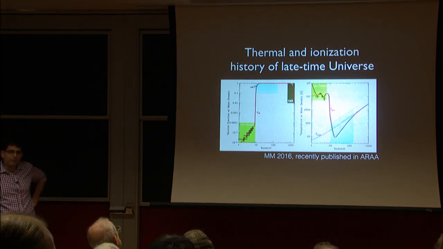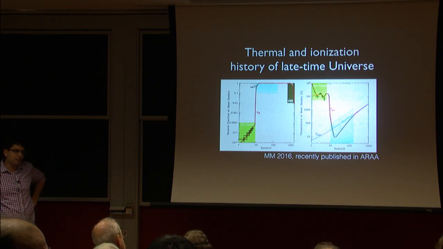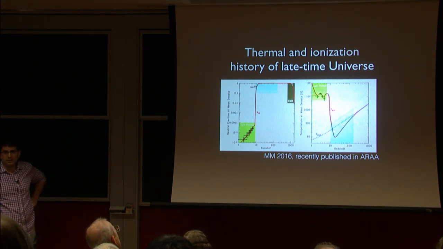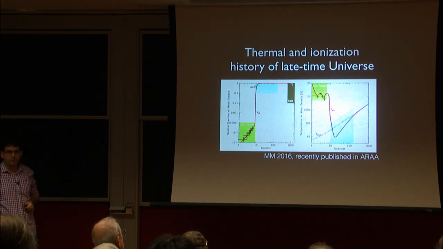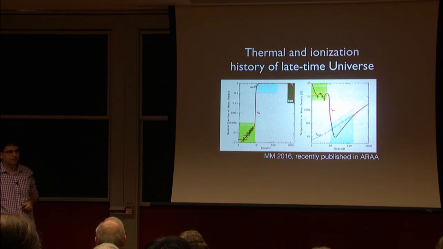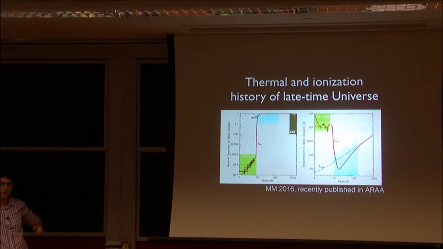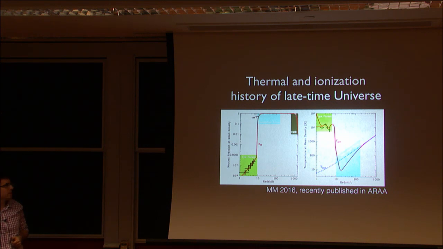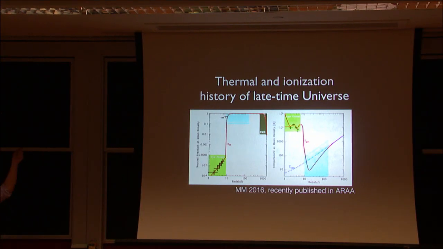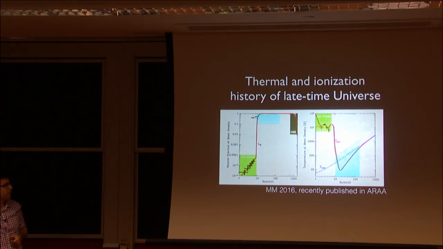Last week you heard from Joe Dunkley on the cosmic microwave background, where we have these beautiful images of the universe that are mostly telling us about the universe when it was a few hundred thousand years old. And there we were able to measure the temperature of the radiation to fantastic precision, almost to the cosmic variance limit, and map out fluctuations in the temperature of the universe at the surface of last scattering.